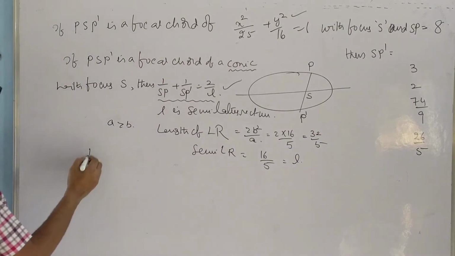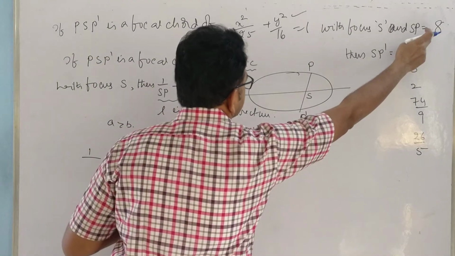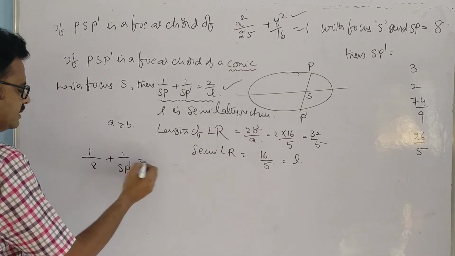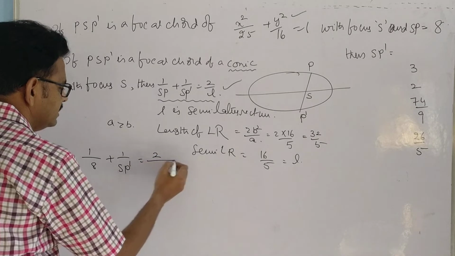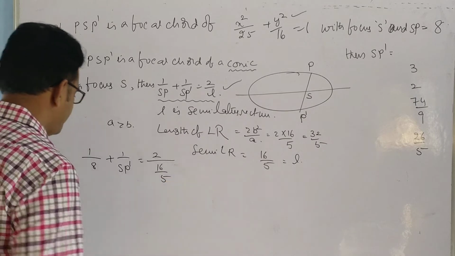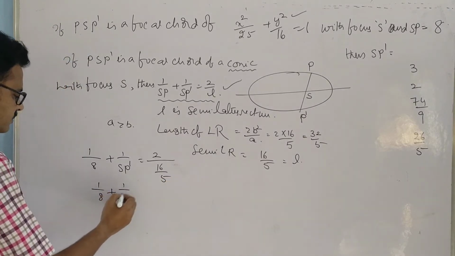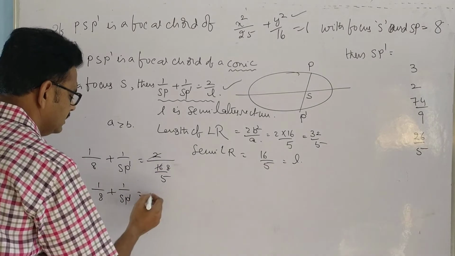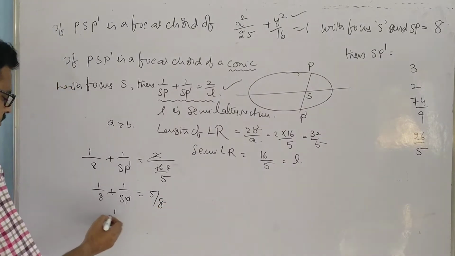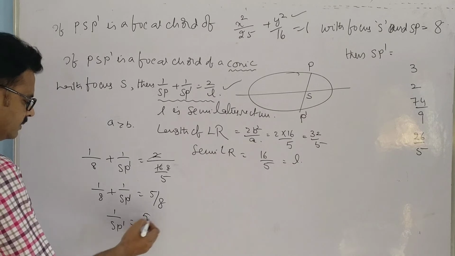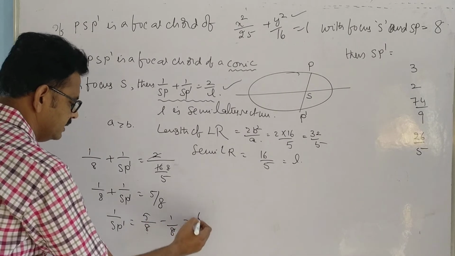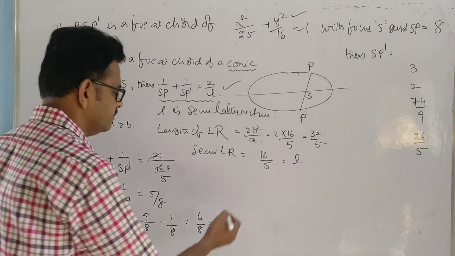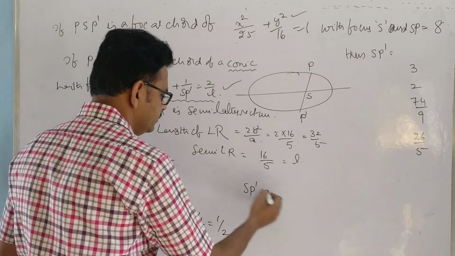So 1 by SP, SP is given 8, plus 1 by SP dash is equal to 2 by L, where L is the semilatus rectum, 16 by 5. So that is 1 by 8 plus 1 by SP dash is equal to 5 by 8. So 1 by SP dash is equal to 5 by 8 minus 1 by 8, that is 4 by 8, that is 1 by 2. Therefore SP dash is equal to 2 is the answer.